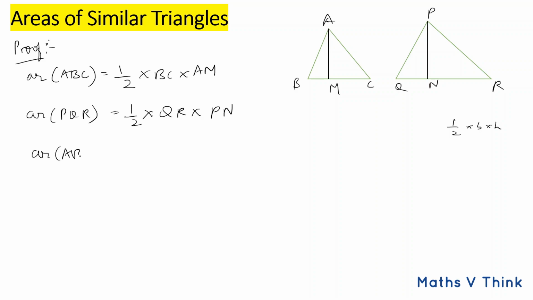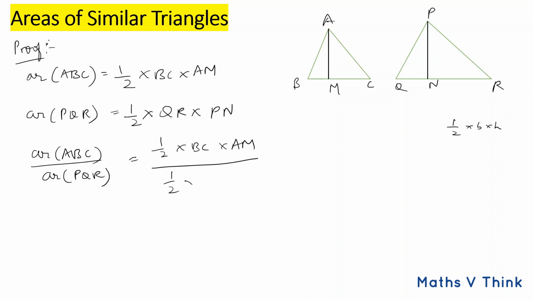Now divide these both areas. So area of triangle ABC divided by area of triangle PQR is equal to half into BC into AM divided by half into QR into PN. So the halves get cancelled. The remaining is BC by QR into AM by PN. Let this be 1.